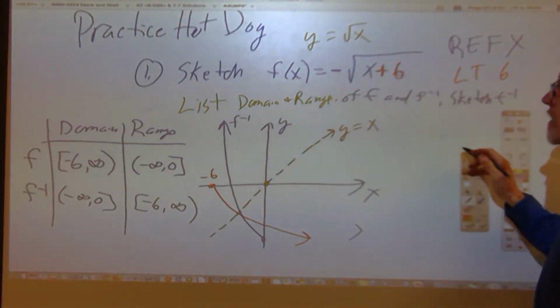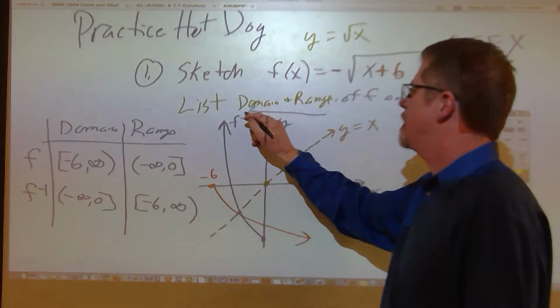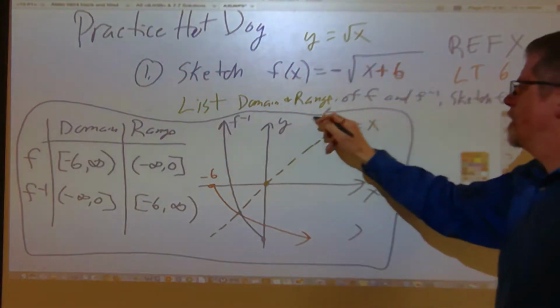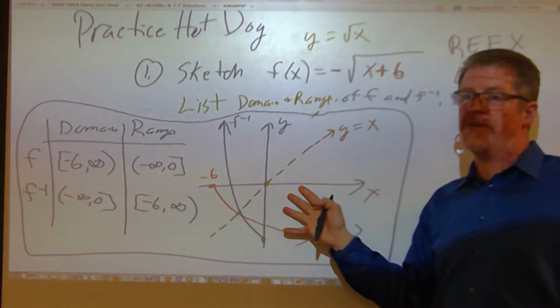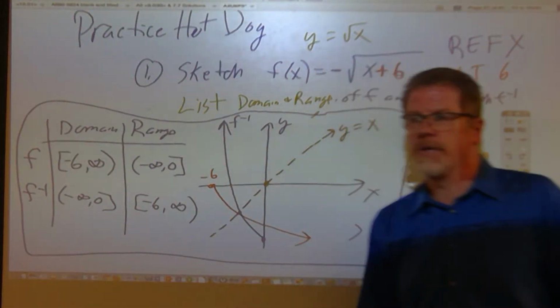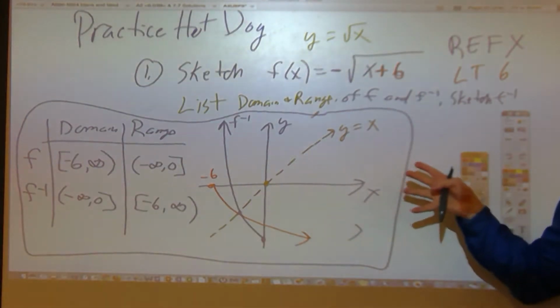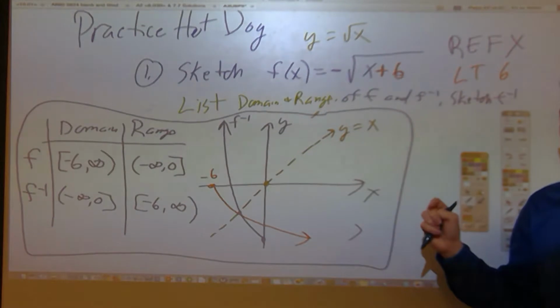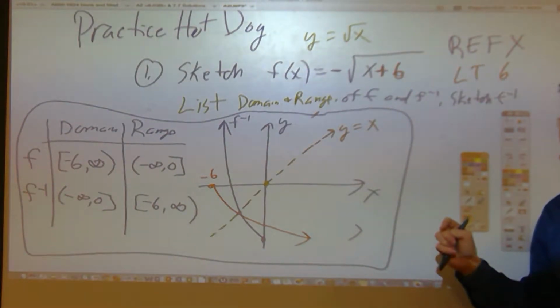So this is the domain and range of f and f inverse, and then sketch f inverse. If this were a hot dog question, the only thing that you'd have to put on the hot dog bun would be the graphs of f and f inverse and their domains and ranges. So this is what we're shooting for. We need to practice this one more time before we launch into an actual hot dog question.